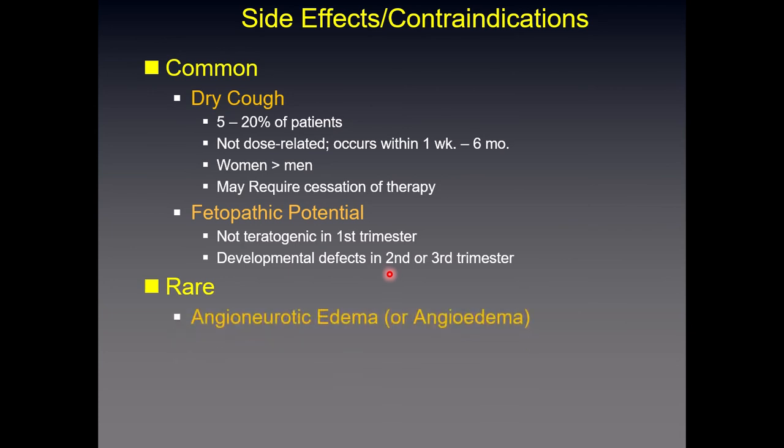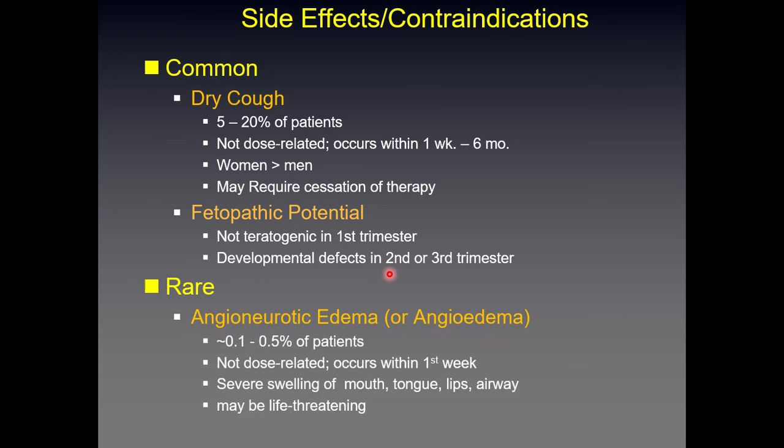The rare adverse effect is the angioedema. 0.1 to 5% of the patients suffer from this angioedema, not dose related, occurring within the first week of the therapy. What is the angioedema? Basically, it is severe swelling of the mouth, tongue, lips, and airways. It may be life-threatening. Maybe, but I will say definitely life-threatening.